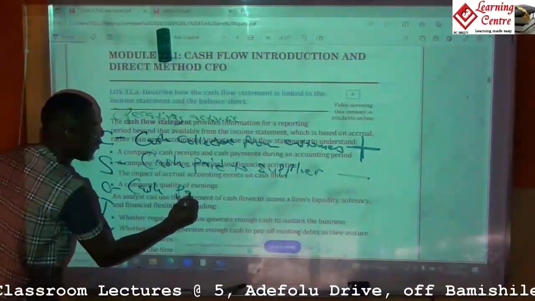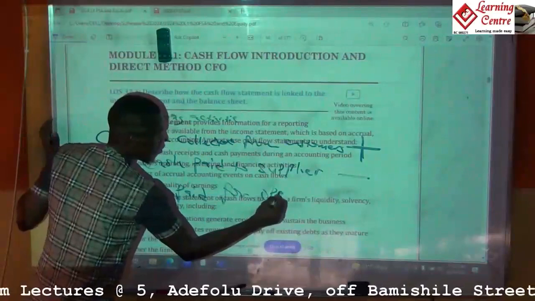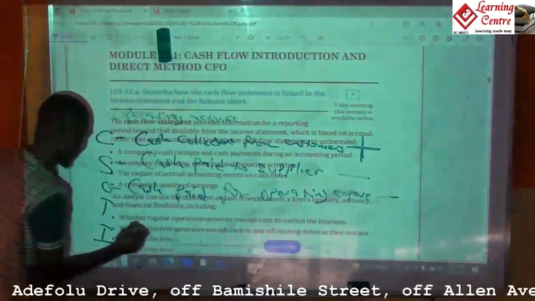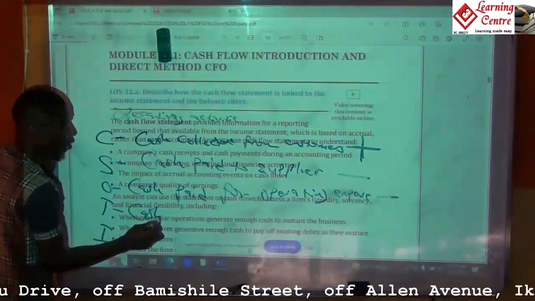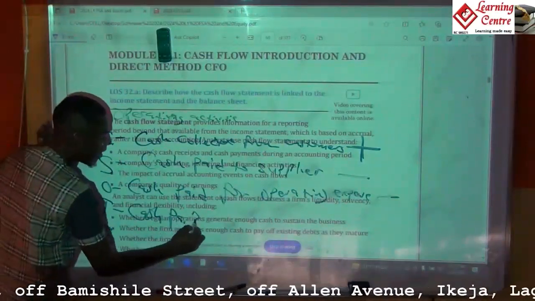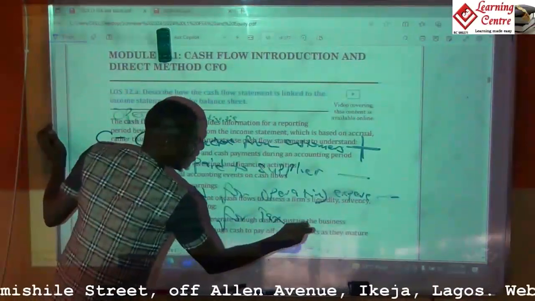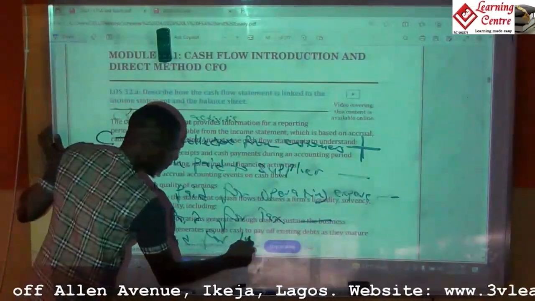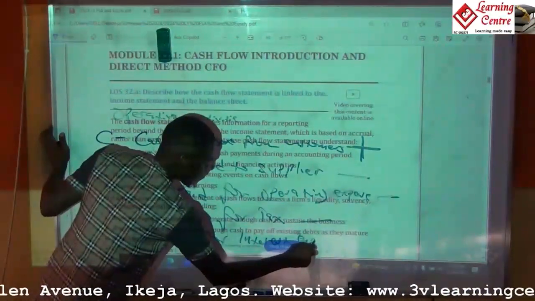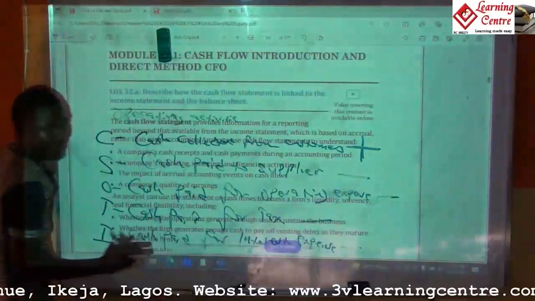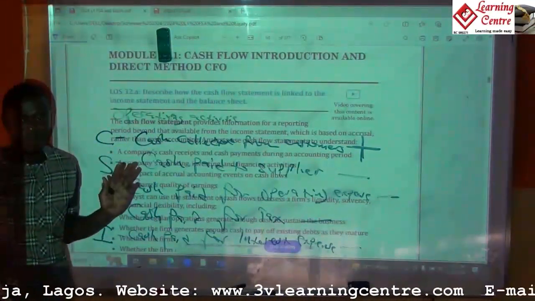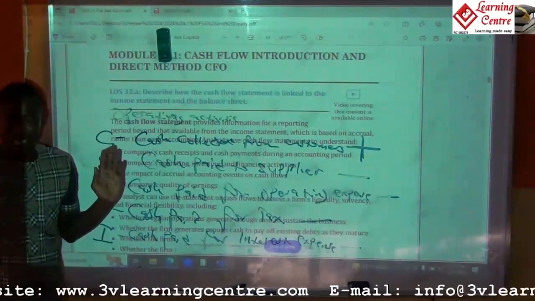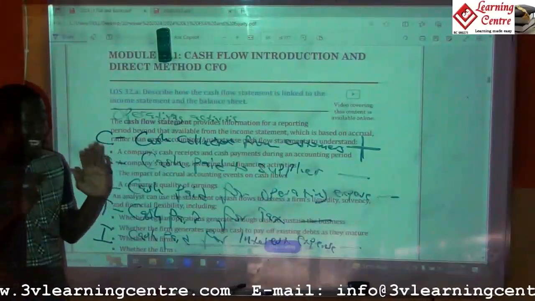Cash paid for operating expense. Negative. Cash paid for taxes. Negative. Cash paid for interest expense. Negative. Are we fine? So the first thing you need to do is put the sign. Once you put the sign, you are fine. Are we together? Please take note, this is the operating activity under the direct method.